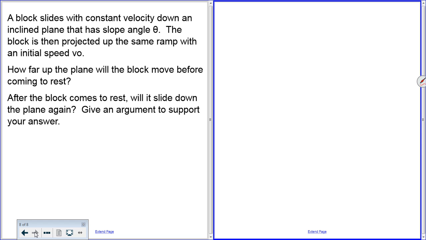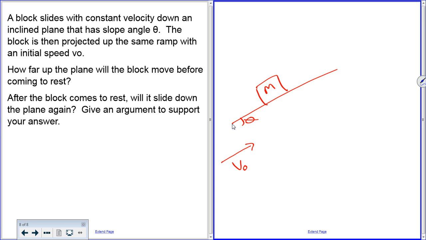Okay, so here's our drawing. Let's give this block a mass of m. The plane is inclined at an angle of theta. It is fired up the ramp with an initial velocity of v naught. What should I do? Draw a free body diagram.